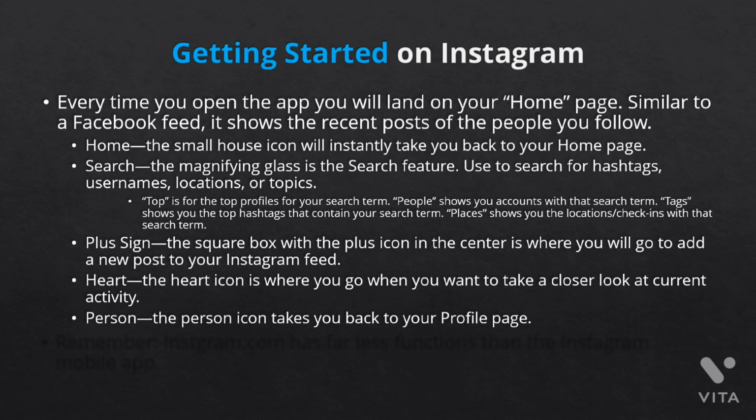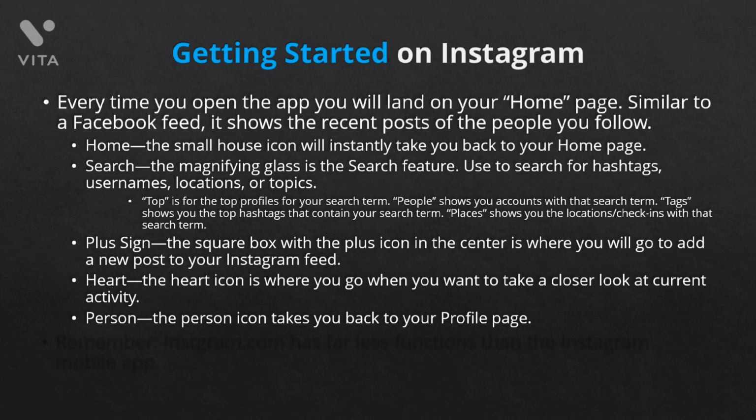The Home icon will instantly take you back to your home page. The Search or magnifying glass icon is the search feature. Use this to search for hashtags, usernames, locations, or topics. Type in what you're searching for, then narrow things down and perform research by using the features that populate after you type in your search term.